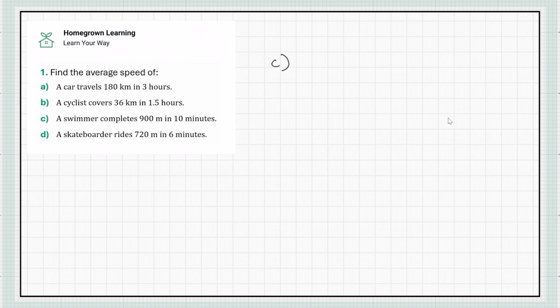Alright, let's look at C. So for C we have a swimmer completes 900 meters in 10 minutes. So she's gone 900 meters in 10 minutes. Dividing both sides by that final quantity, we end up with 1 minute and 90 meters. So she's got 90 meters in 1 minute, or 90 meters per minute is her speed.